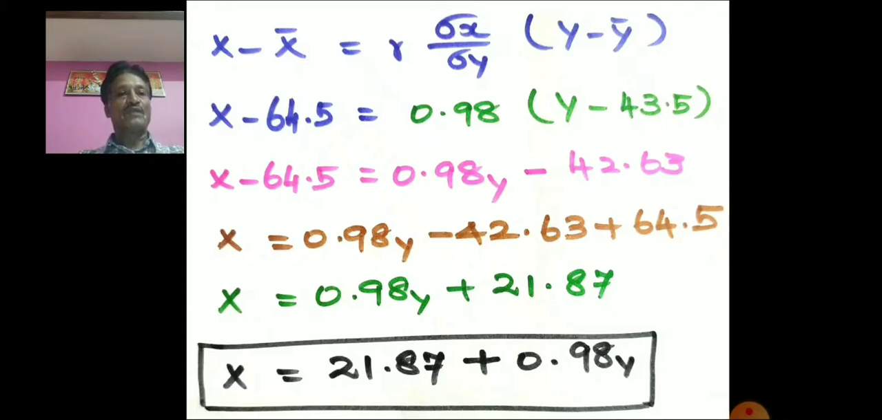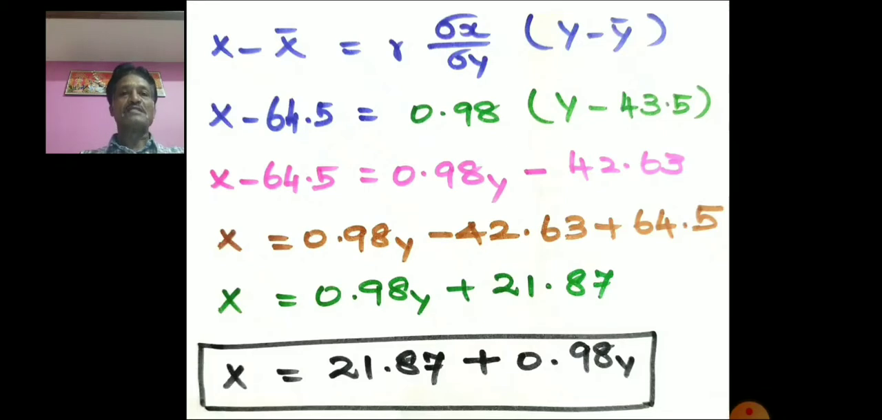Now you take the difference between 64.5 and 42.63. So here the positive value is greater, you put positive sign. The difference between these two values is equal to 21.87. So here the equation is x equal to 0.98 y plus 21.87. After calculating this, we would write it in the correct form.